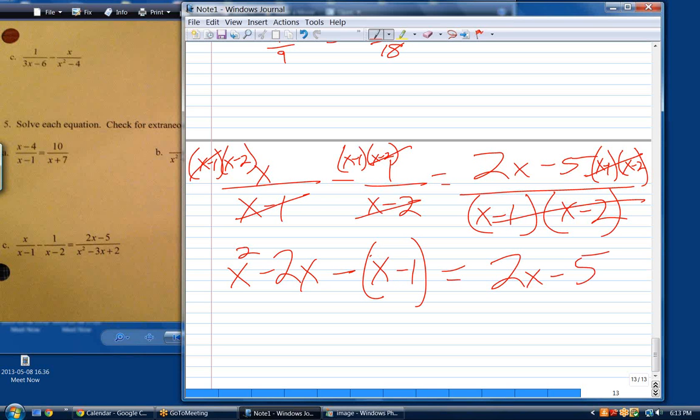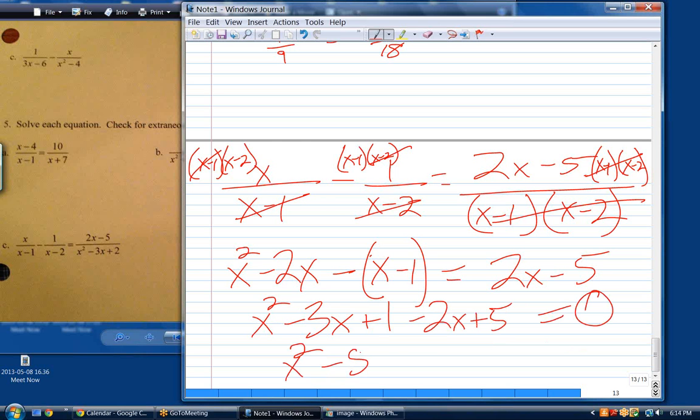So I took this horrendous looking thing that had 3 different denominators, and I got rid of all of them in one step by essentially multiplying both sides by the common denominator, if you want to put it that way. So now, if I simplify and put everything on the left, what have I got? x squared minus 3x plus 1 minus 2x plus 5 equals 0. So what is that? x squared minus 5x plus 6.